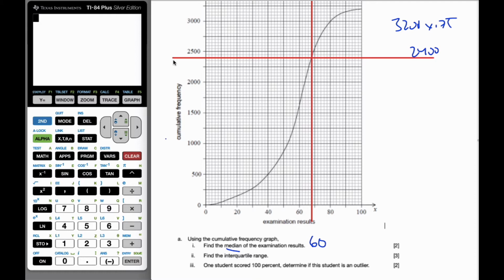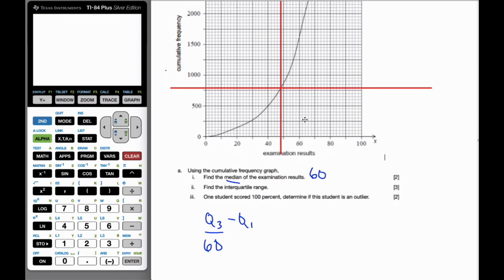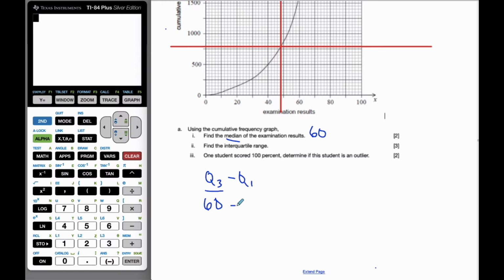Similarly, I'm going to do the same thing for Q1. It's going to be 800, because half of 1600 is 800, so there's 900 there. Here is 800, and if I look at where it crosses here, it's going to be 48. And so it's Q3, 68, minus Q1, 48. So the IQR is 20. The IQR is a measure of spread, how spread out the numbers are.